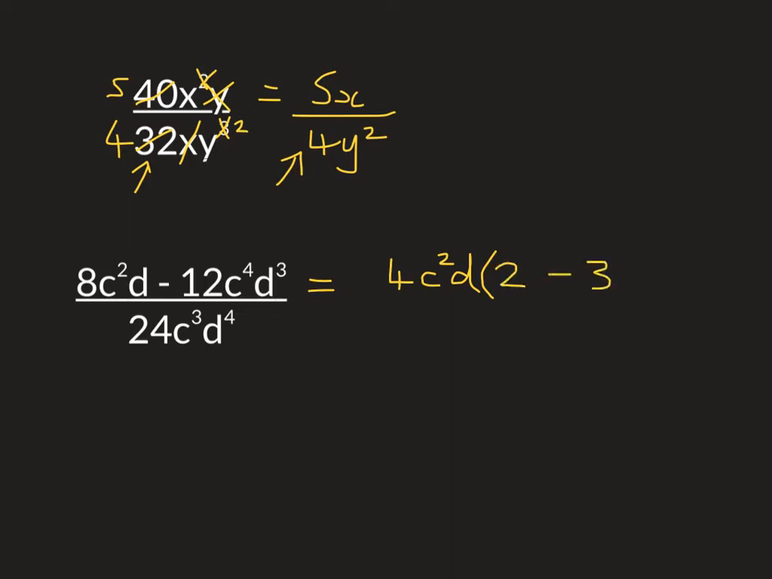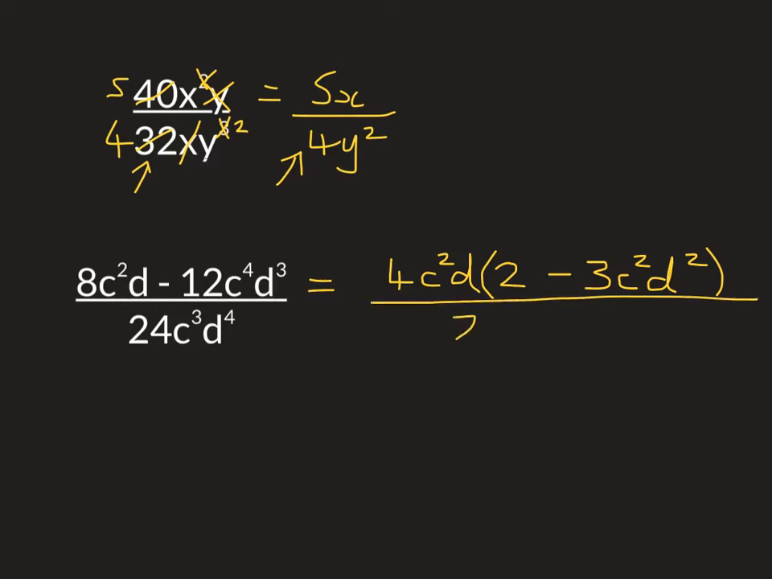minus 3c squared d squared, I believe. Let me just check that. That's going to give me 8c squared d, yep, minus 12c to the power of 4 d cubed, yep. So that's my check for that one.